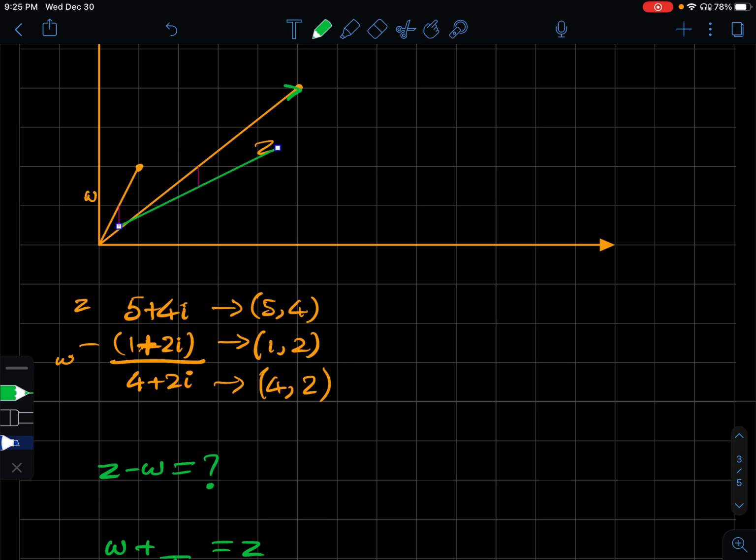Because if I drag it and make it start from the origin, look where it lands: 4 plus 2i. Isn't that right? Okay, so let's go back to the original position. Now, you go 4 to the right, 1, 2, 3, and 4, which means you have 4 as the real part, and 2 up, which means you have 2 as the imaginary part. And there's your answer, z minus w. It's as simple as that.